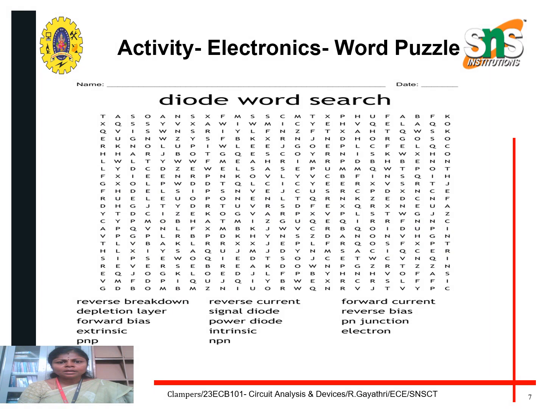Then coming to the activity related to electronics, a word puzzle. These are the words listed: reverse breakdown, reverse current. You have to find the particular word in the puzzle.